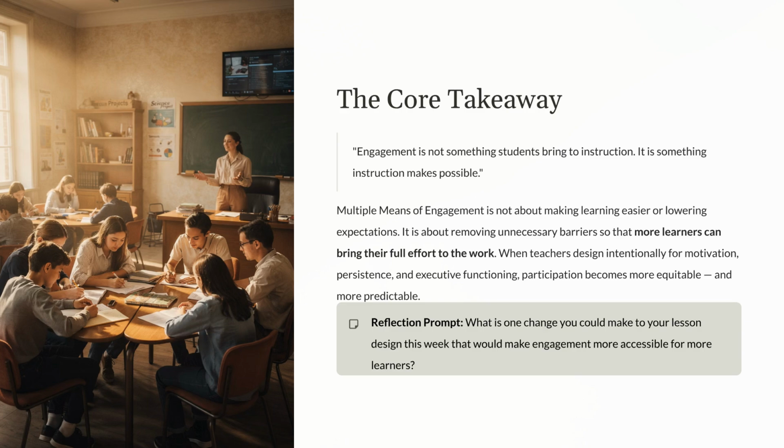Reflection prompt: what is one change you could make to your lesson design this week that would make engagement more accessible for more learners?